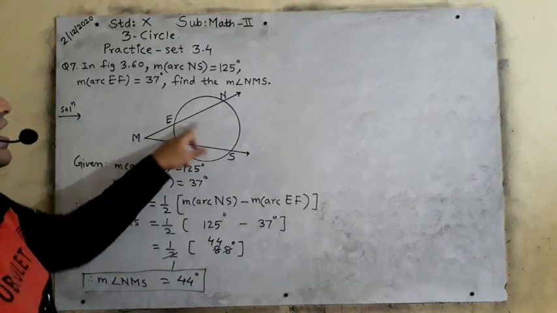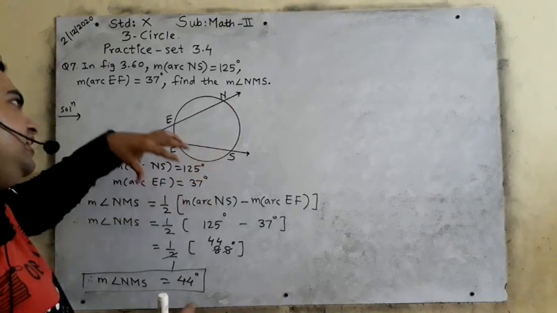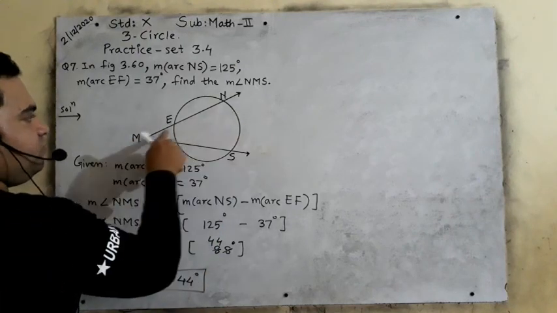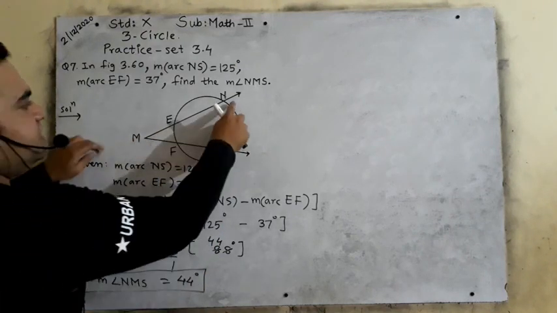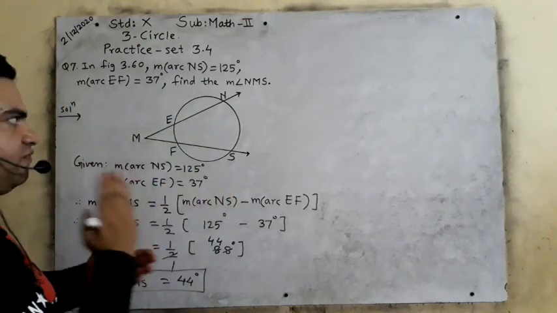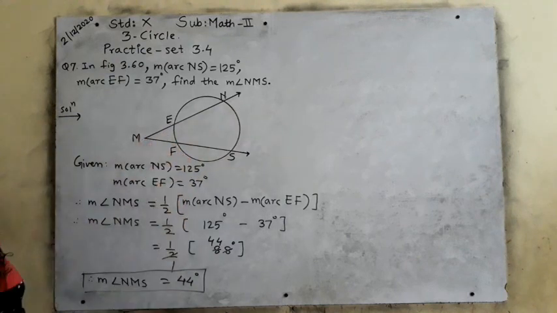Whenever you see this kind of figure which has two secants that intersect each other outside the circle, there will be two arcs, one bigger, one smaller. So you will do angle NMS is equal to half of arc NS minus arc EF. Is it clear? I hope you understood here.